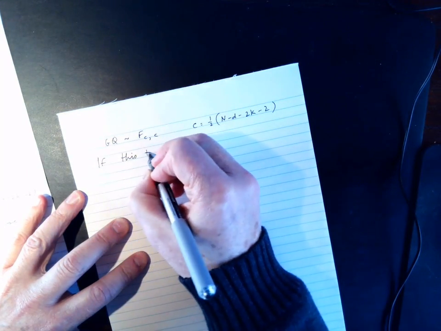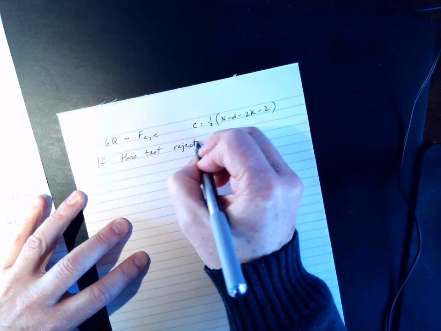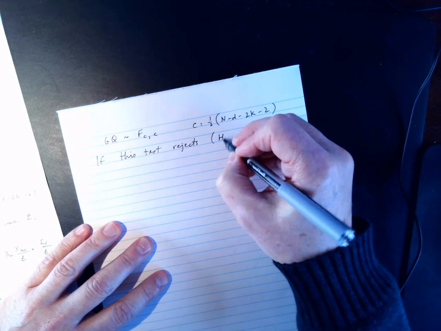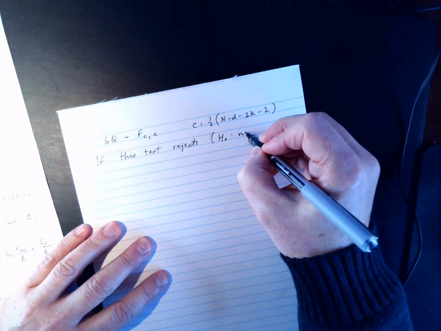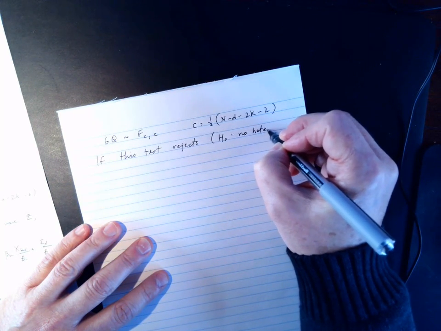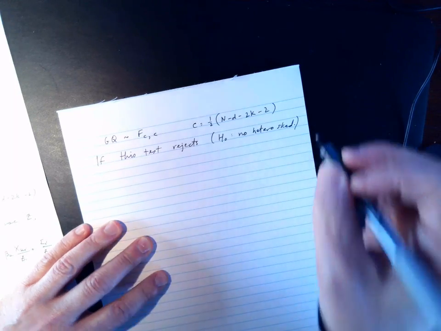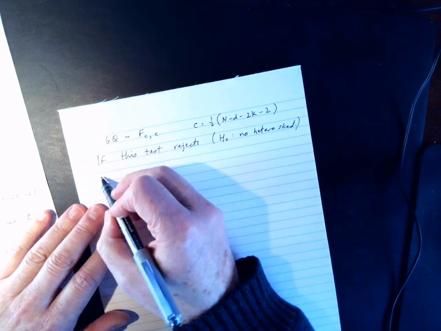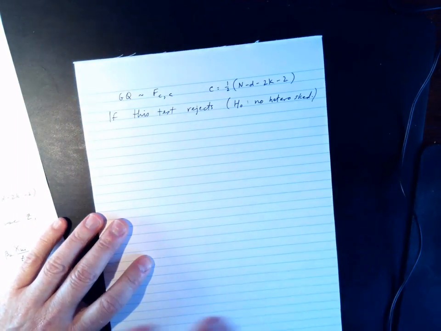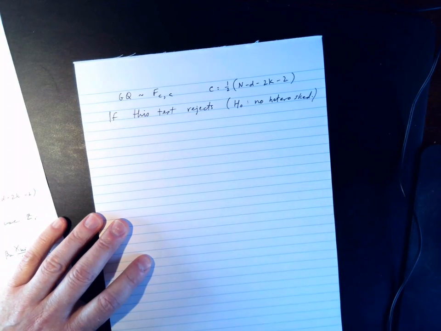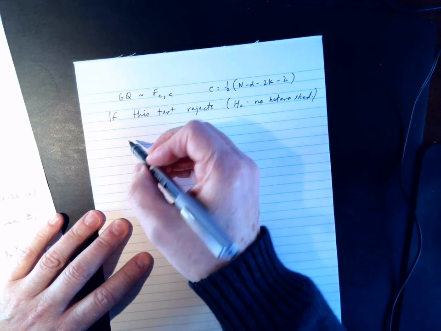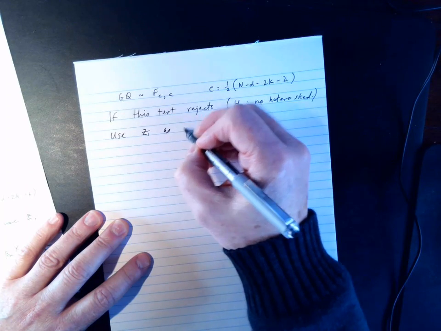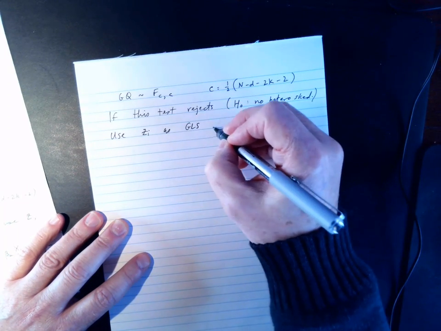If this test rejects, okay, so our null hypothesis is that there is no heteroskedasticity, so if we reject that, that means we have heteroskedasticity. Well then, in that case, you could use Z as your weighting parameter for a GLS regression. Use Z as the GLS weight.